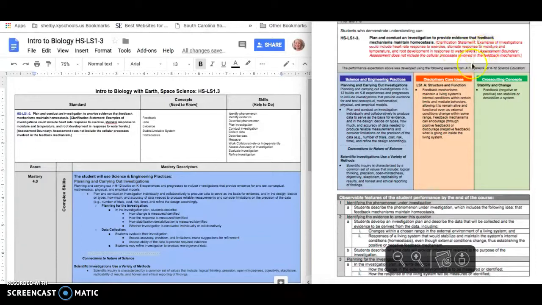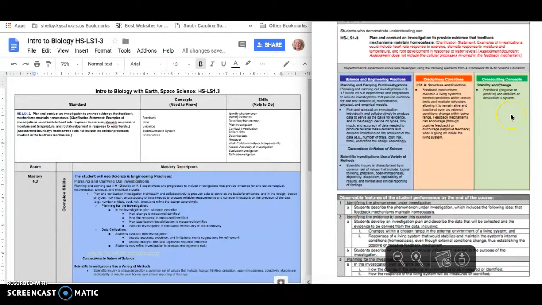So then I see that my disciplinary core ideas include feedback mechanisms maintain a living system's internal conditions within certain limitations and mediate behaviors allowing it to maintain balance. I go down and also see feedback mechanisms can encourage through positive feedback or discourage through negative feedback what is going on inside the living systems. I also see that we've got our structures and functions topic, and our stability and change: feedback can stabilize or destabilize a system.